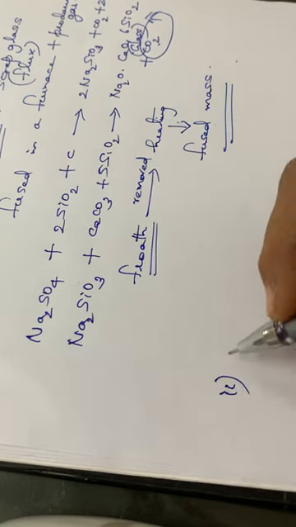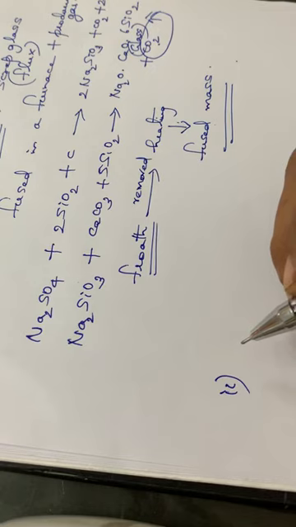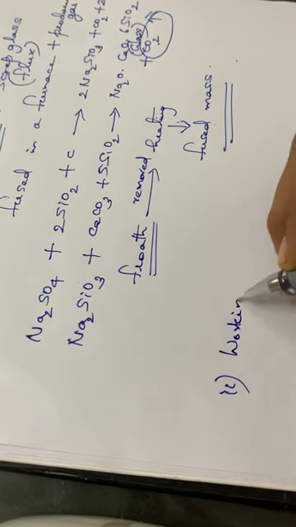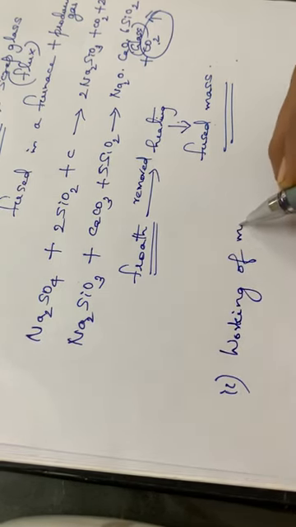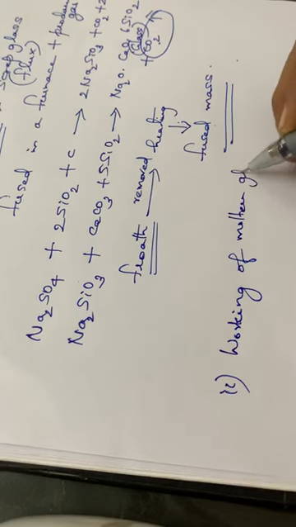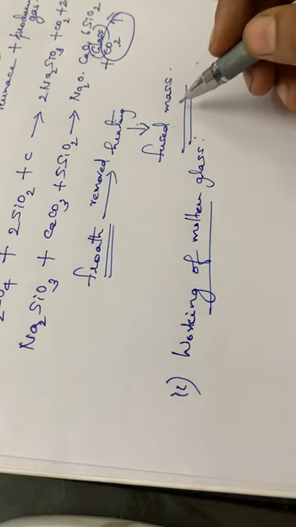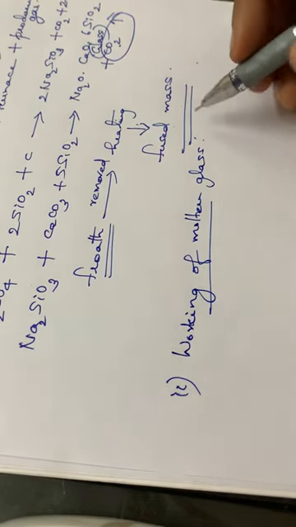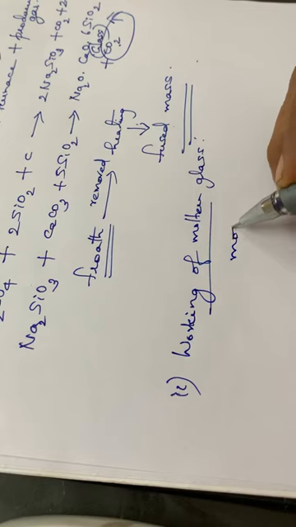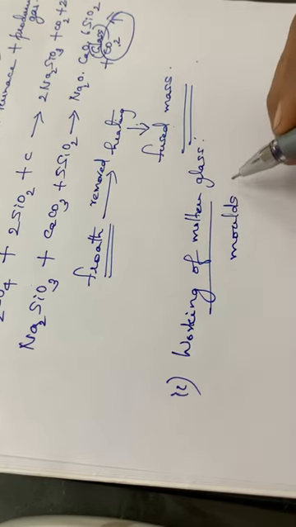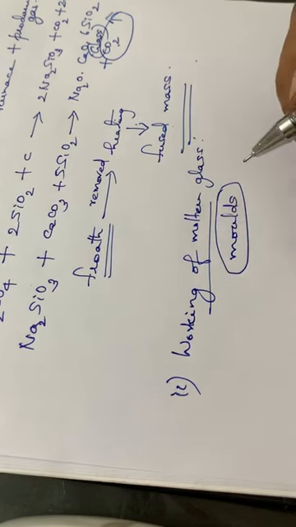Then the second step is the working of molten glass. From the previous step, we had a fused mass. This fused mass is then poured into a suitable mold. Whatever shape we require, we put it into that particular mold.